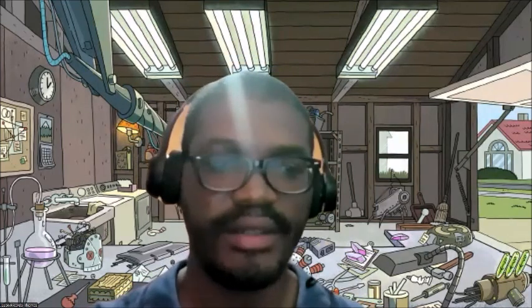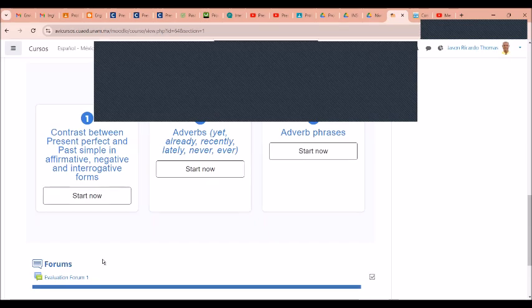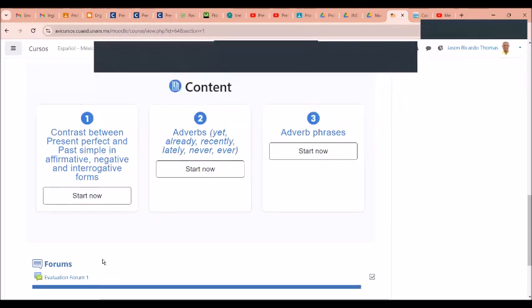In your unit, the three sections that we're going to be doing in Unit 1 are, one, the contrast between present perfect and past simple in affirmative, interrogative, negative forms. Next week, we'll look at the adverbs. So this week, we'll practice these.